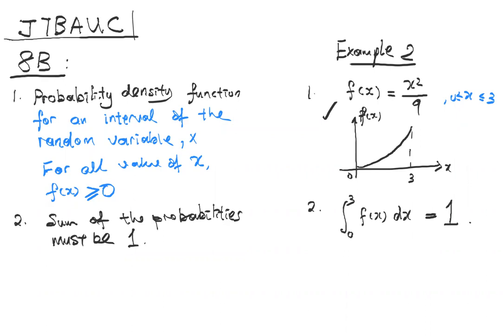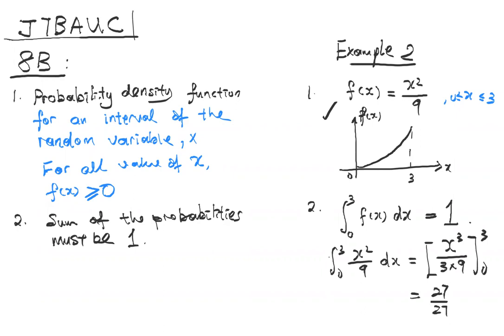Do you remember your integration? Sure. So if I integrate from 0 to 3 of x squared over 9 dx, I will get the power plus 1 divided by the new power, from 0 to 3. So it will be 27 over 27 minus 0. So it's equal to 1. So it's valid. These two criteria must be fulfilled. Other than that, if you want to find the probability, you just have to integrate from one limit to another limit.